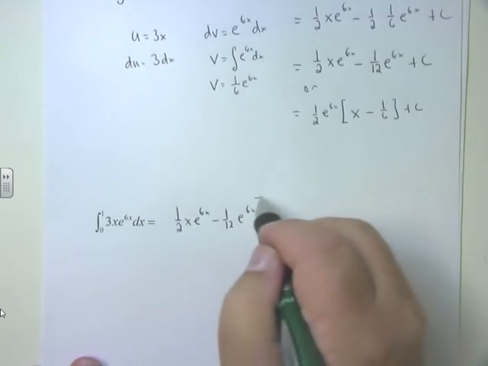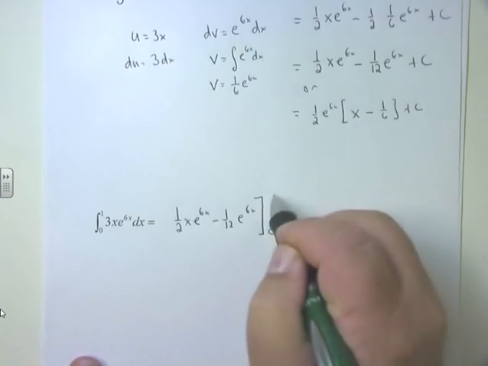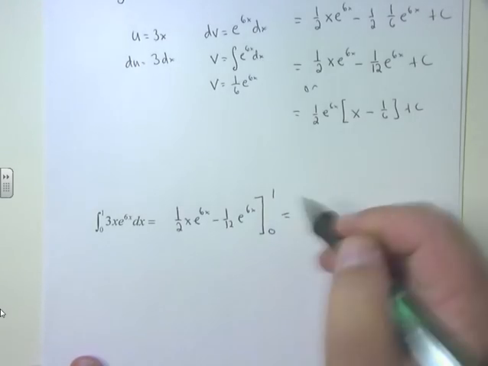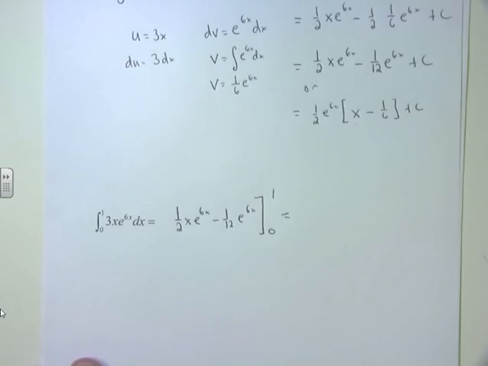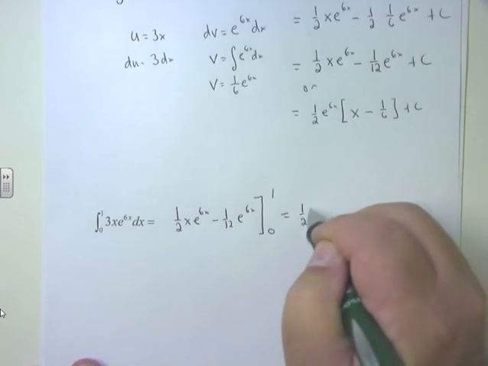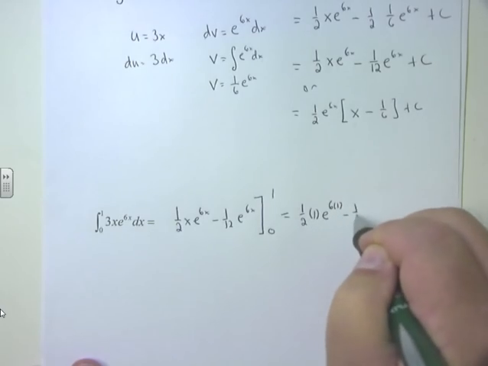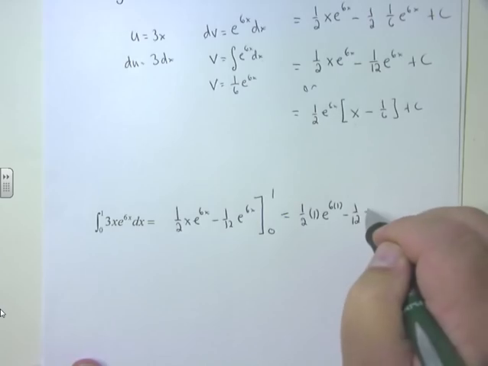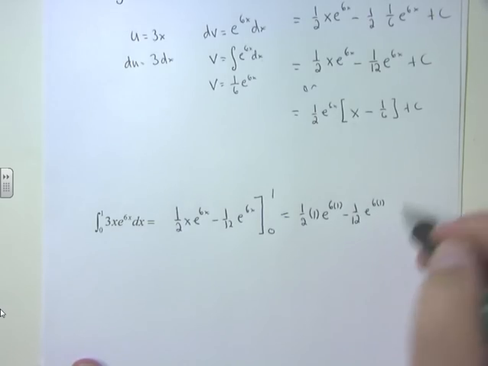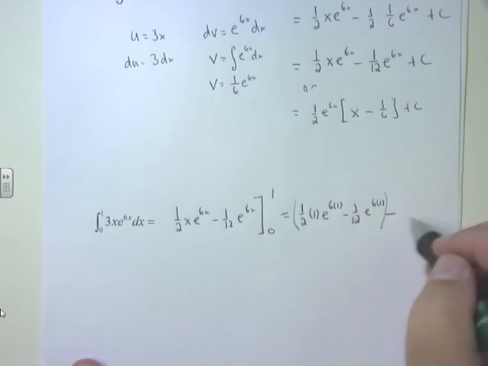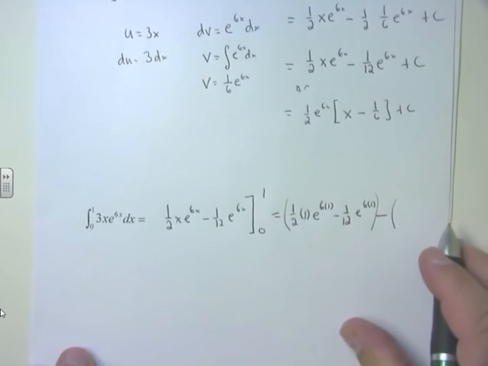Instead of putting the plus c, I have bounds, so now I'll go from 0 to 1, one extra hoop to jump through, and use the second part of the fundamental theorem of calculus about plug-in top minus plug-in bottom. This would be 1/2 times 1 times e to the 6 times 1, minus 1/12, excuse me, e to the 6 times 1, minus plug-in top minus plug-in bottom. And be careful when you plug in 0.